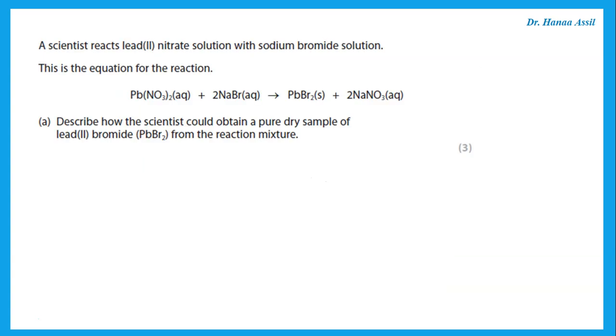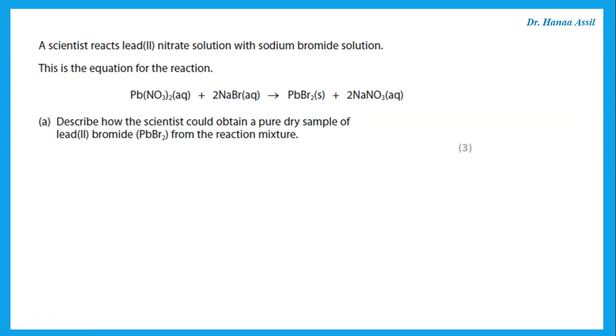A scientist reacts lead nitrate with sodium bromide, and the equation tells me that when I react lead nitrate aqueous with sodium bromide aqueous, remember we said all nitrates are soluble. All sodium compounds are soluble. Now when we react them together, they give us lead bromide, and lead bromide is a precipitate.